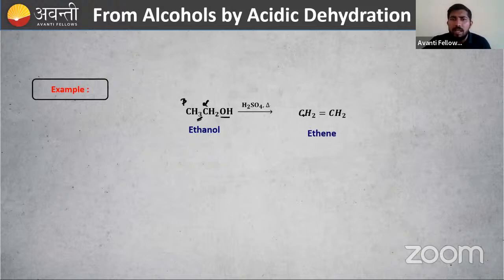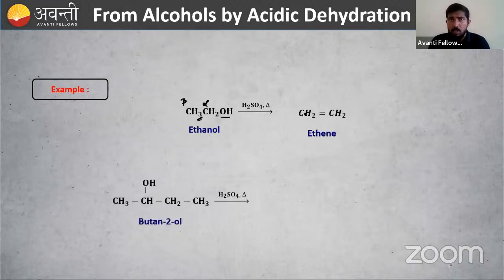What is formed? An alkene is forming, a double bond will be formed here. So one more example for you, butanol. So what will happen here? Butanol. So which product will be formed? The more stable product will be the major one, right?